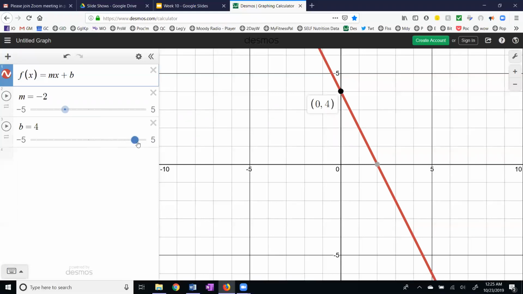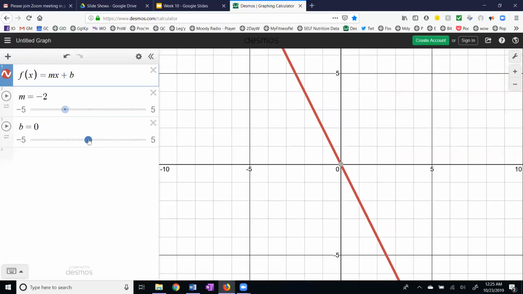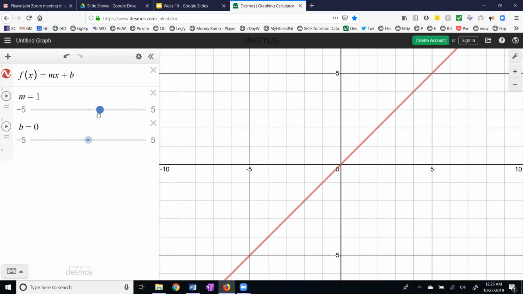If b is 0, we have a special type of linear function, which we're going to call direct variation. In this particular case, y equals 1.5x. This means that x and y are proportional.